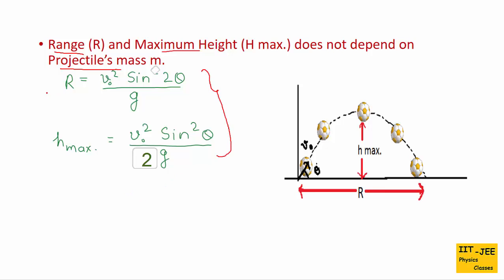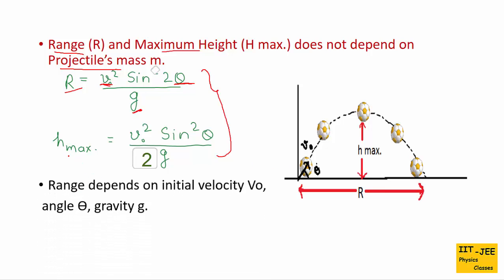R is the range. R equals V naught square sin 2 theta divided by G, and maximum height equals V naught square sin square theta divided by G. So you can see range depends on initial velocity V naught of the projectile, the angle theta at which the projectile is thrown, and the gravity G. Same way, maximum height also depends on initial velocity V naught, angle theta and gravity G. So, mass of the projectile will not affect maximum height or the range.